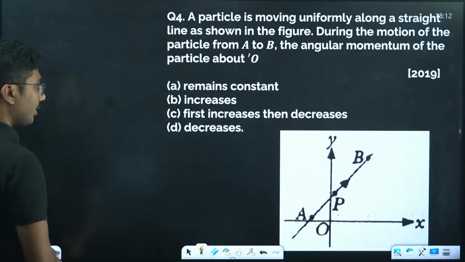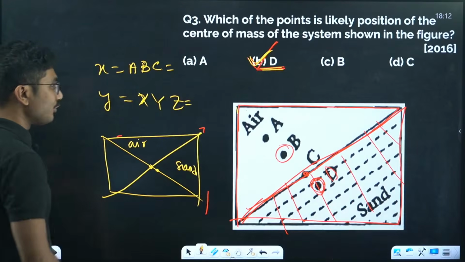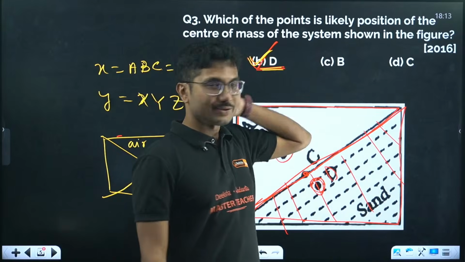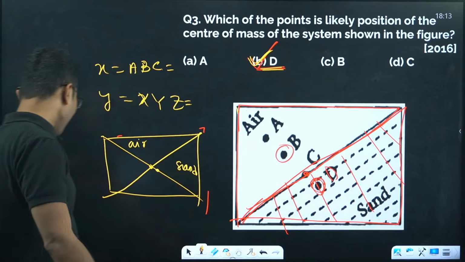Now, I think most of you saw point D and marked option D without reading the question. That's why reading the question is also important.